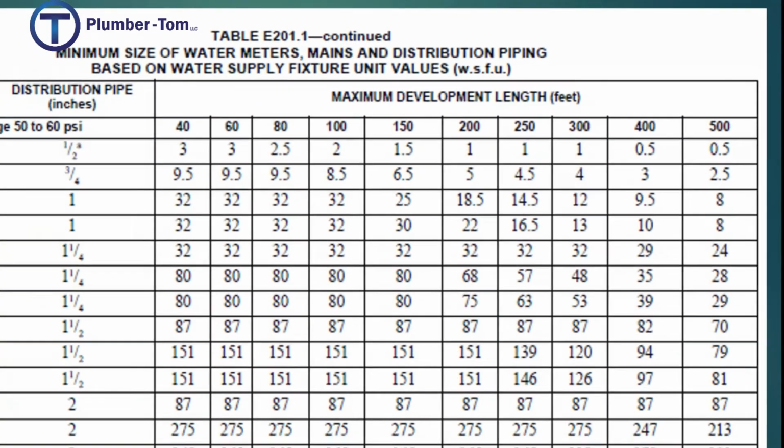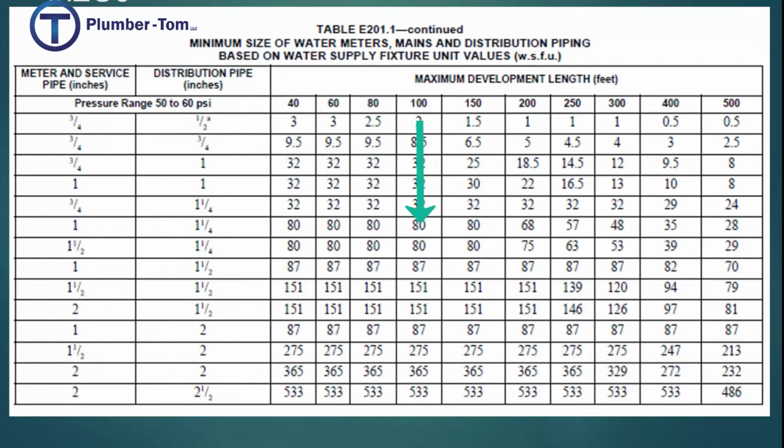Once I've determined which column to use, I can come down that column and I see a series of numbers. These numbers are the water supply fixture units. I calculated that when I figured up all the fixtures in the building or branch and came up with a total supply fixture unit that they would need. From there, I can come back across to the left and determine the distribution pipe size and the main pipe size.